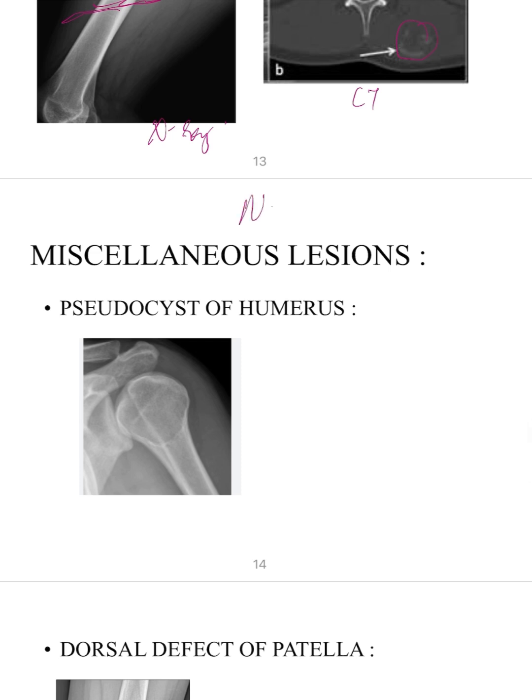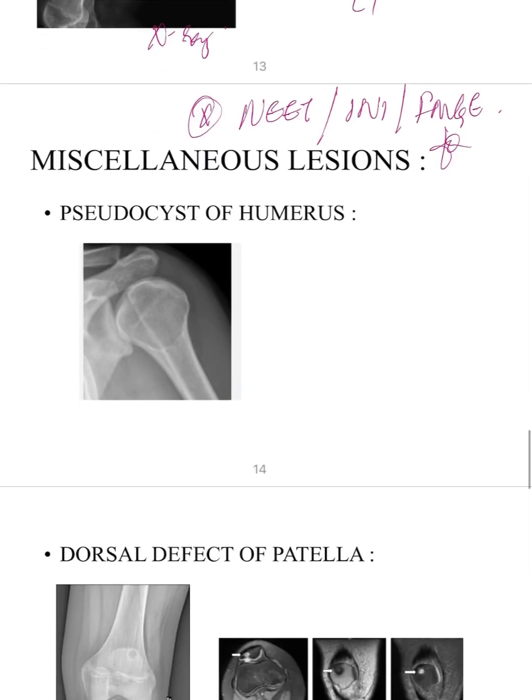These are lesions I am covering just for completion's sake. These definitely won't appear in NEET, INI, FMGE or any exam for UG entrance examination, any exam of sorts. So I'll just talk about them in 15 seconds each. This is a pseudocyst of the humerus where you can see a well-defined lytic kind of radiolucent zone, usually seen in the greater trochanter.